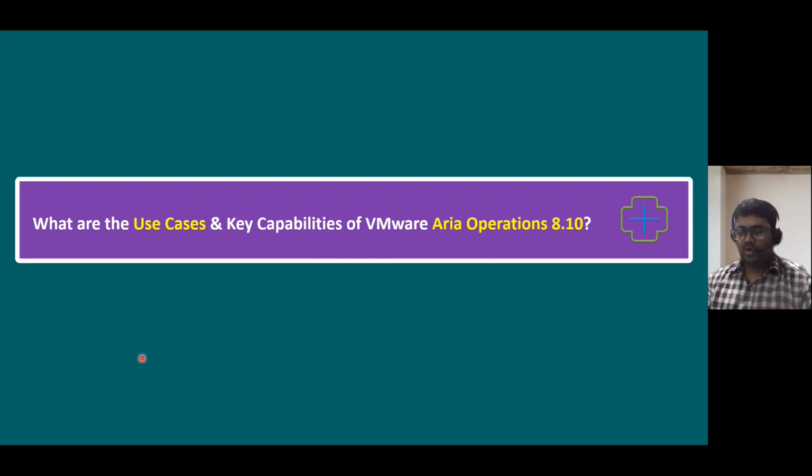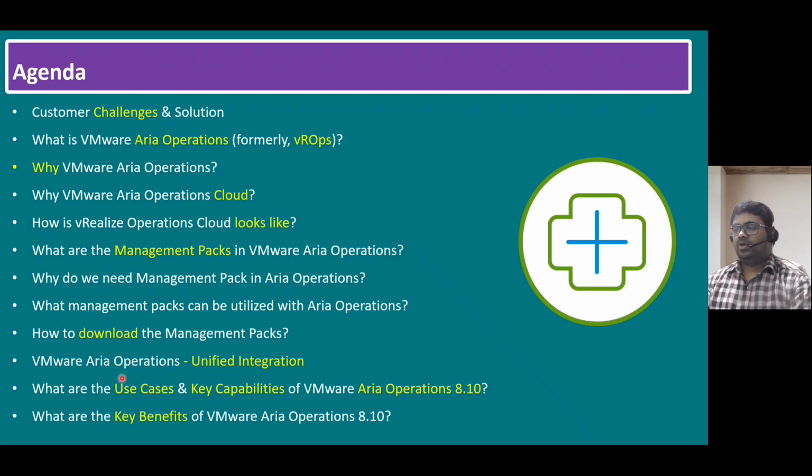In this session, I'm going to talk about what the use cases and key capabilities of VMware Aria Operations version 8.10 are. Okay, and here is the agenda. Before we talk about use cases and key capabilities of VMware Aria Operations, we have to understand some basic concepts. Once we understand all the basic concepts, then we can talk about use cases and key capabilities. Okay, and customer challenges and solution, and what is VMware Aria Operations.